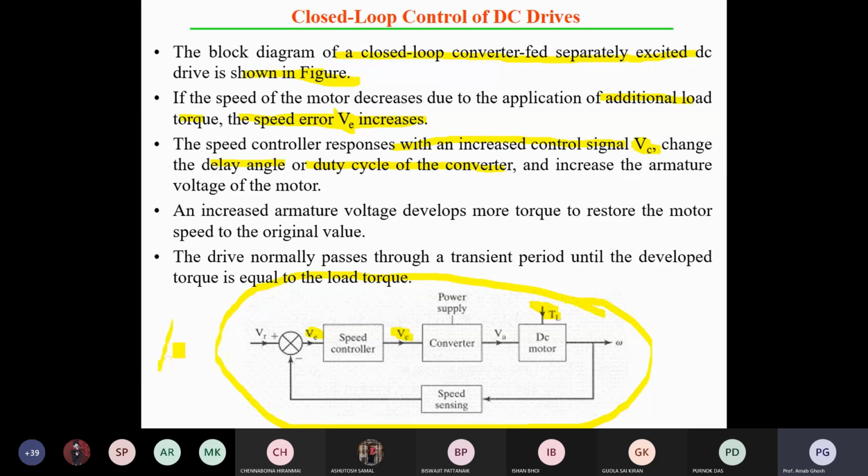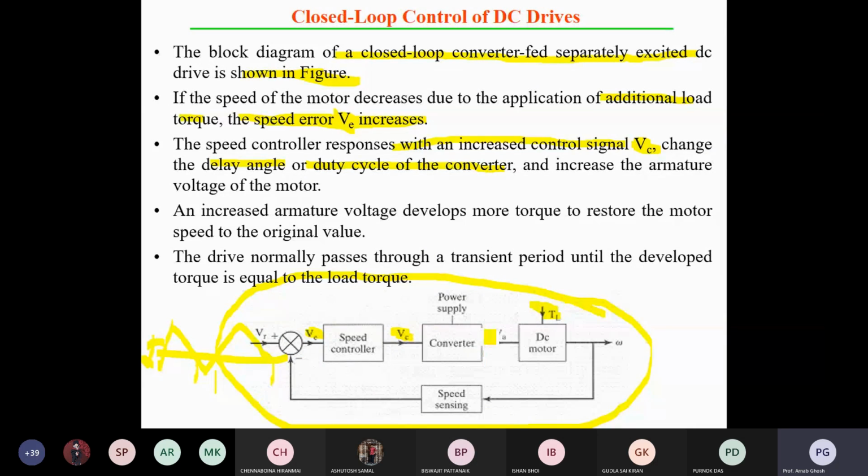So this is your DC value, meaning a constant value. If the DC value changes, going lower and upper, then what happens? It is compared with that triangle, so the pulse width also changes. That pulse width changes with the change of the VC value. It is a repeated sequence. As VC changes, the pulse width changes. That results in the increase of the armature voltage of the motor.